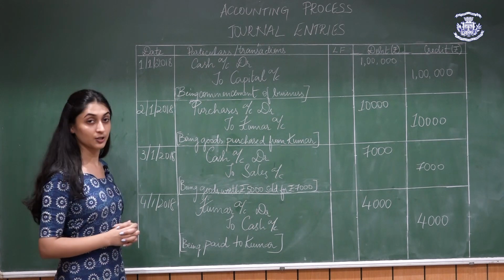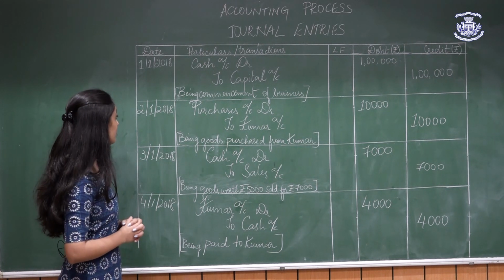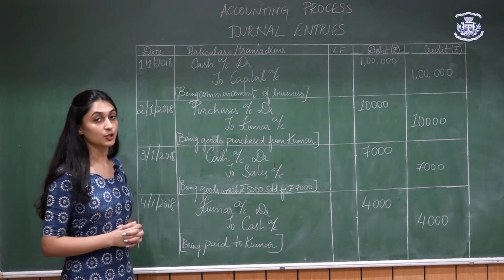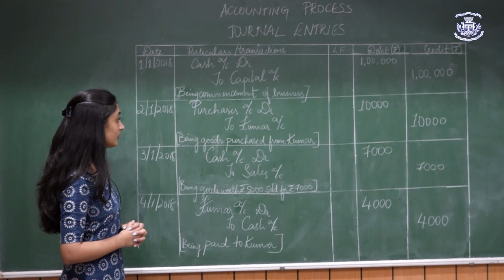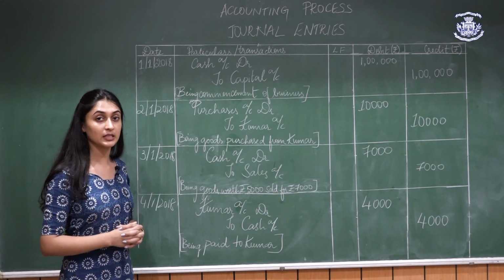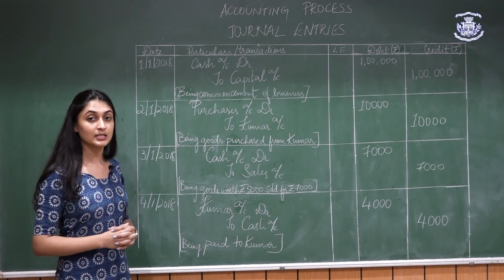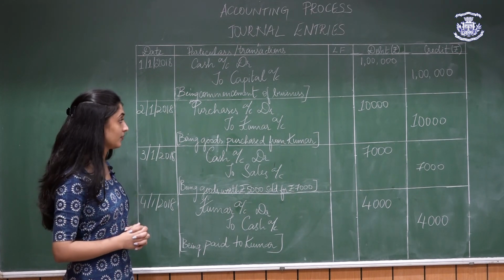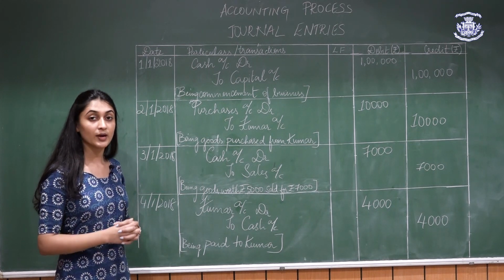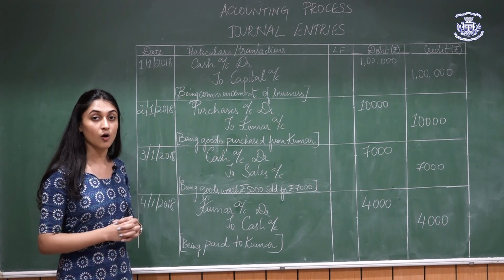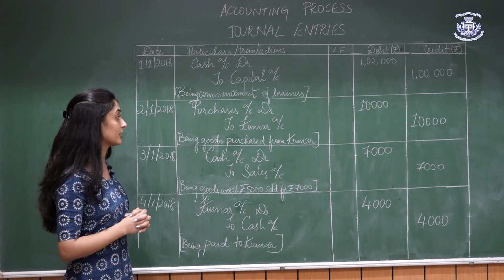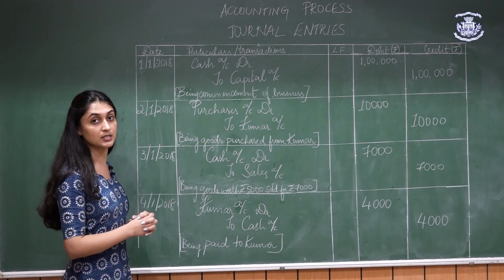The second transaction, which is on the 2nd of January 2018, says the goods are purchased from Kumar. Since the goods are purchased, the inventory level is going to increase and thereby the asset account is going to increase. Here we debit the purchases account. When goods are purchased, or when the inventory account is going to increase, it always goes through the purchases account.